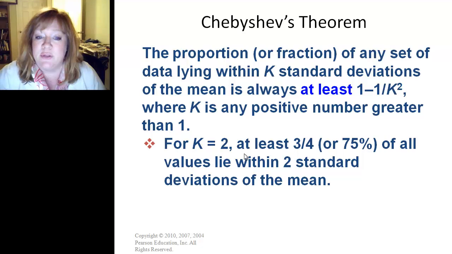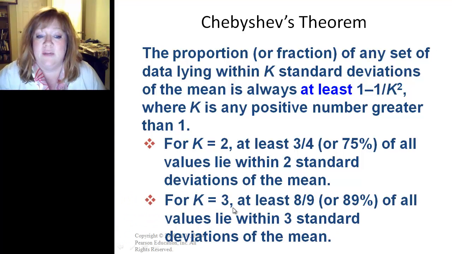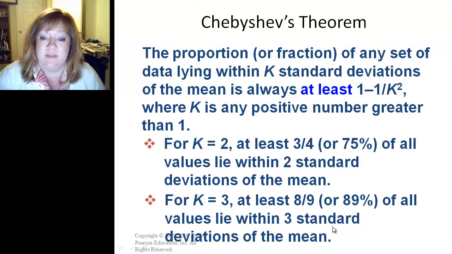For k equals 2, at least 3/4 or 75% of all the data values lie within 2 standard deviations. Notice k is 2. That's the number of standard deviations from the mean. For k equals 3, you'd have 1 minus 1/9, which is 8/9 of all the data lying within 3 standard deviations of the mean.